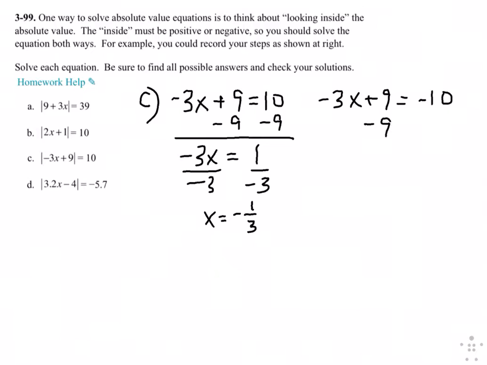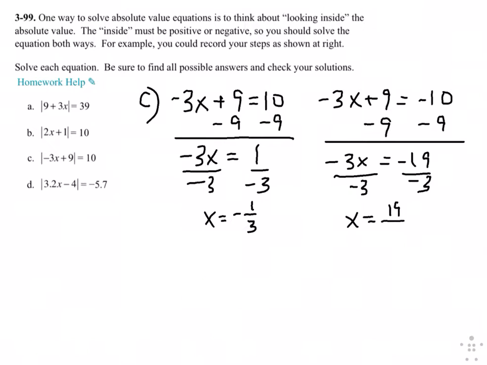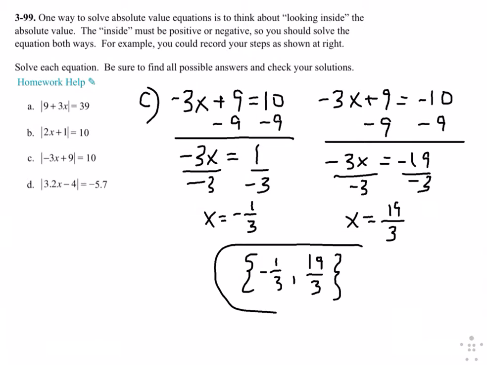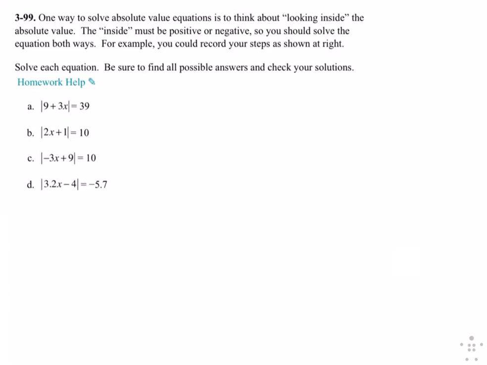Same for the second equation. Subtract 9 from both sides. Negative 3x equals negative 19. Divide by negative 3, and I get x equals 19/3. So I write this in set notation, negative 1/3, 19/3 for C. And the last one, D, let me make space.